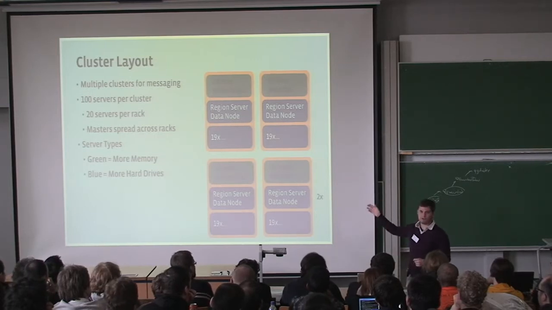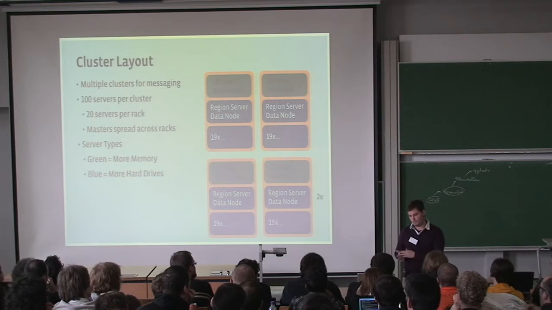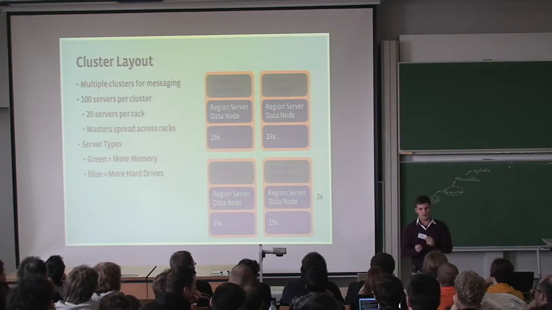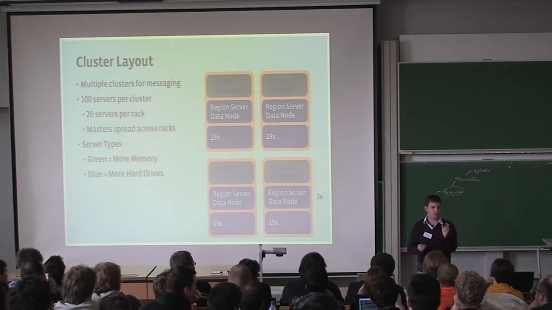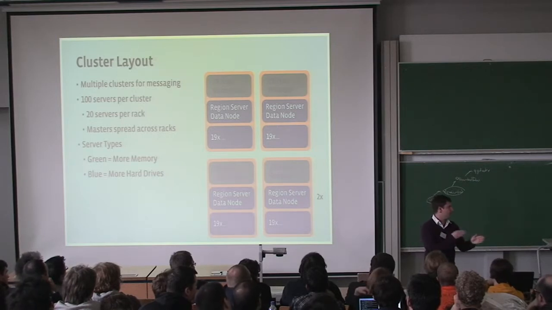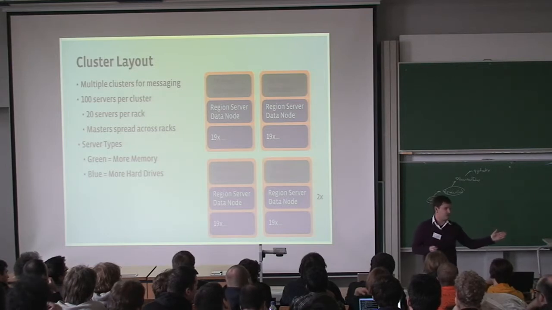For the region servers, we try to go for more hard drives, because it's better to have 4 1-terabyte hard drives than 1 4-terabyte hard drive. You start getting bottlenecked on the disk writing otherwise, whereas you can parallelize that 4 ways if you have 4 1-terabyte drives.